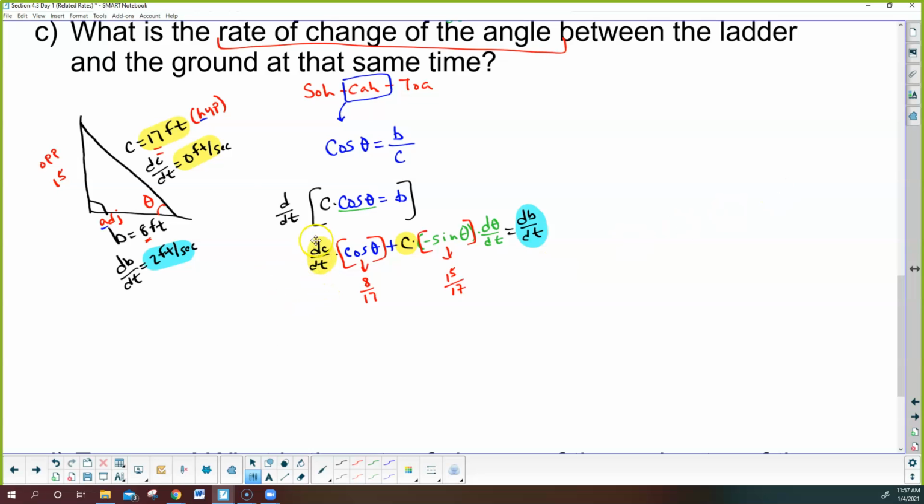Okay, so let's look at what we know. One of the friendly things is dc dt, that's 0. Which means I really didn't even need to know what cosine of theta is, because 0 times that will go away. I know what c is. C is 17 feet.